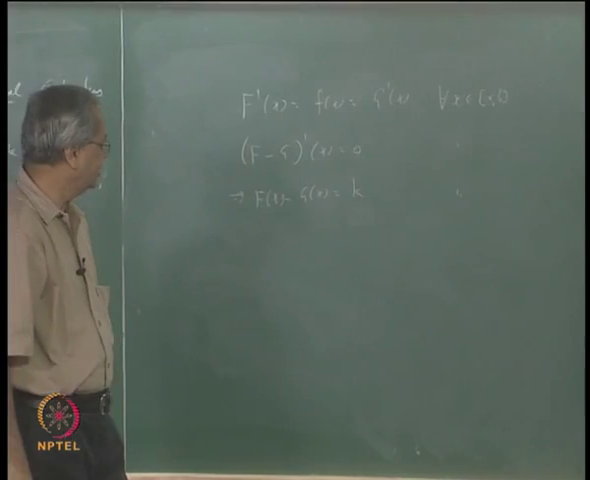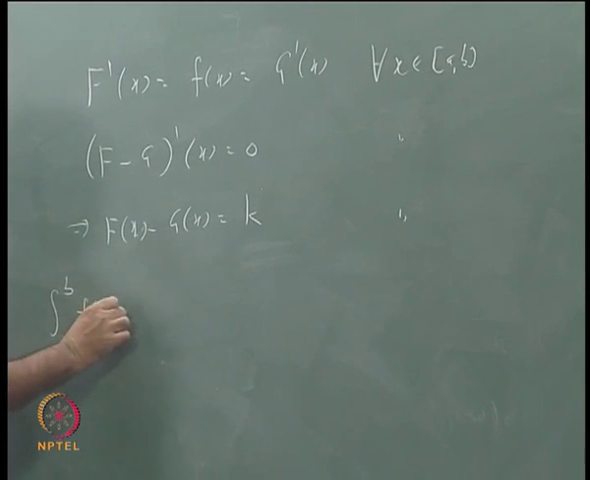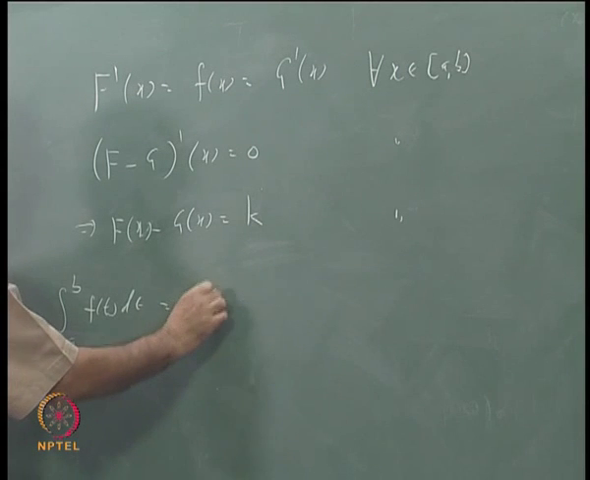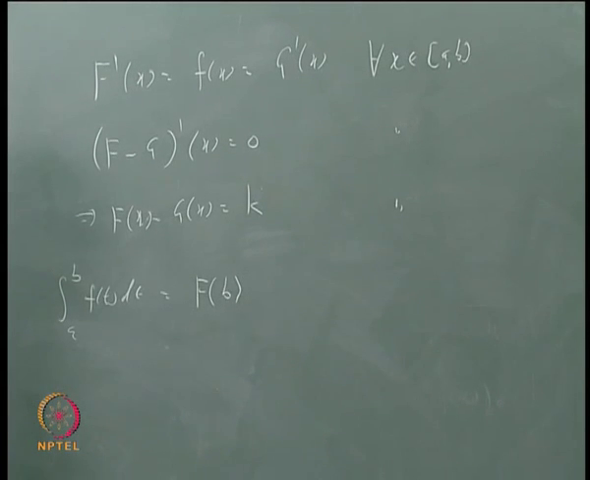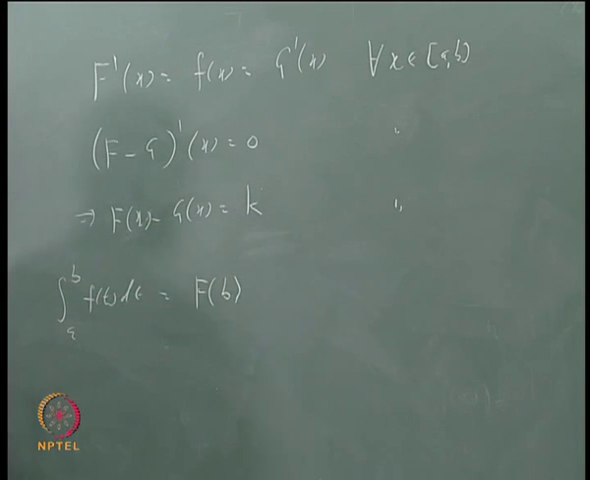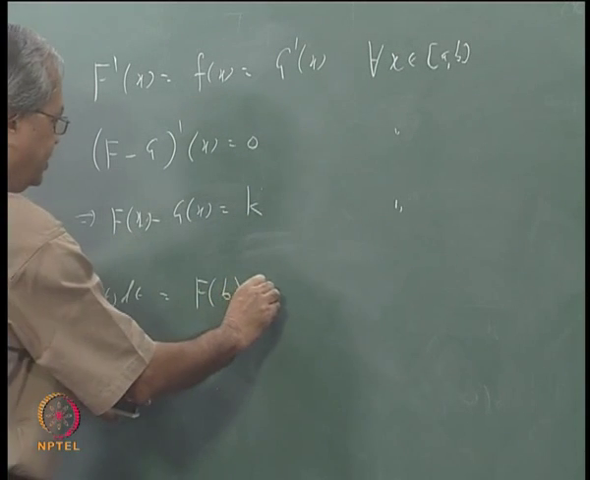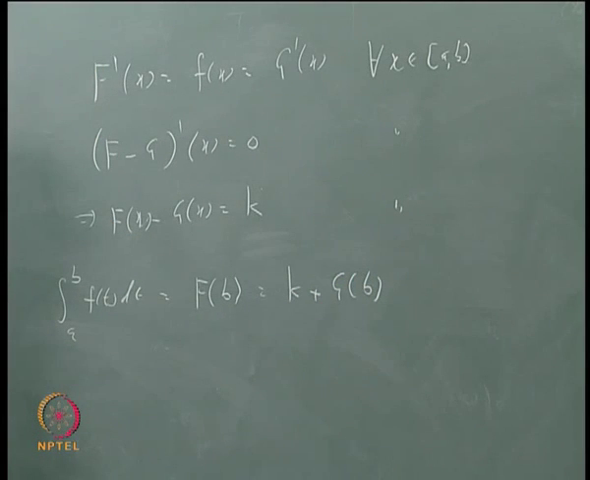So in particular one can say that if you look at the integral from a to b of f(t) dt, whether you call it f(x) dx or f(t) dt, that is the same, this is the same as F at b. But at any point the difference between F and G is the same as k. So I can say that F at b, suppose I apply this for x equal to b, you will get this as k plus G at b. Now the only question is what is k.